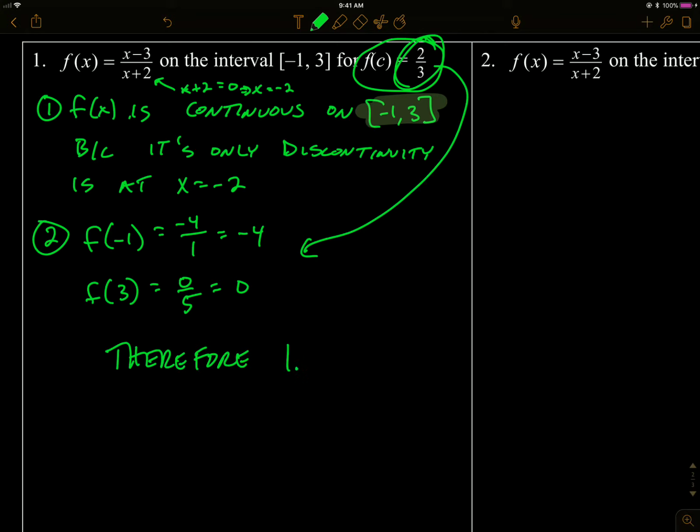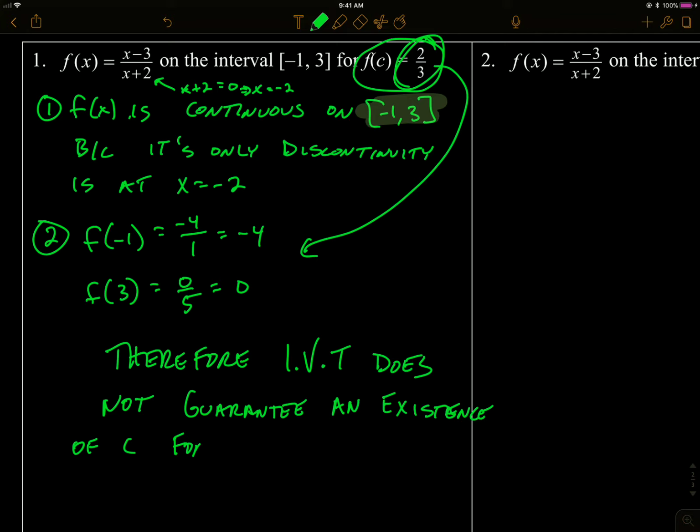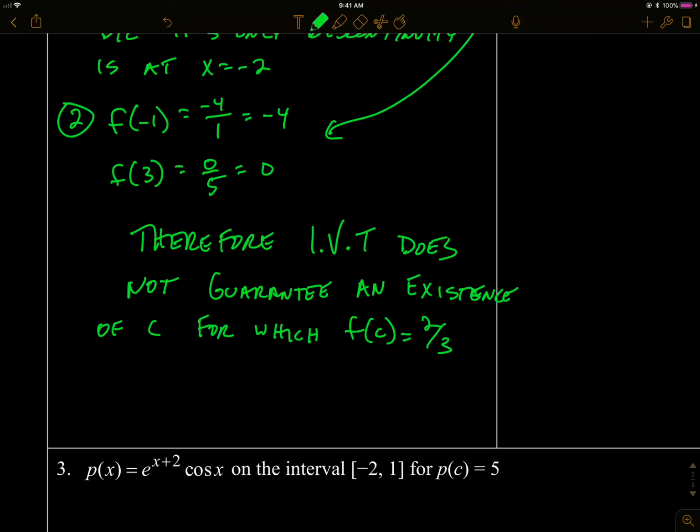Therefore, IVT does not guarantee an existence of c for which f of c is 2/3, because f of c is not between f of -1 and f of 3.